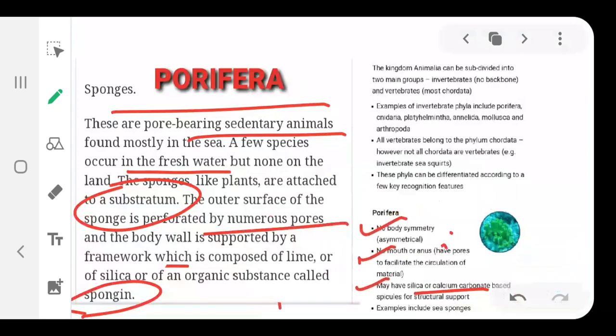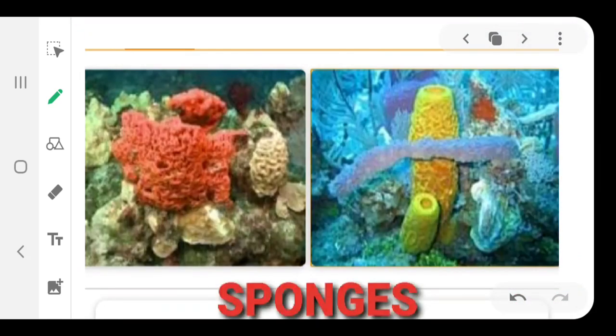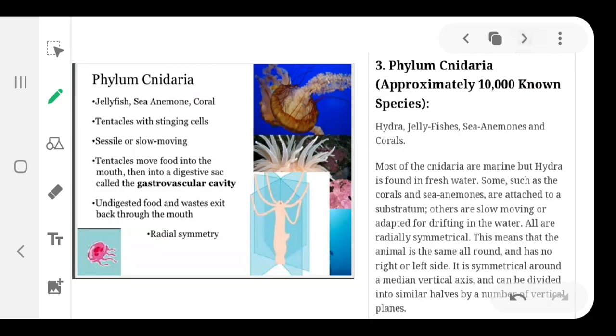So write down these points for porifers, and you can see these diagrams for sponges. They remain basically fixed to the respective substratum. Then comes the second one called cnidarians, or we call them cnidaria. And in cnidaria we have examples of sea anemone or corals or tentacles with the hydra stuff. You all have seen it.